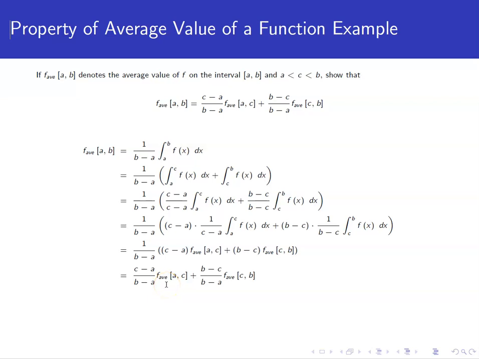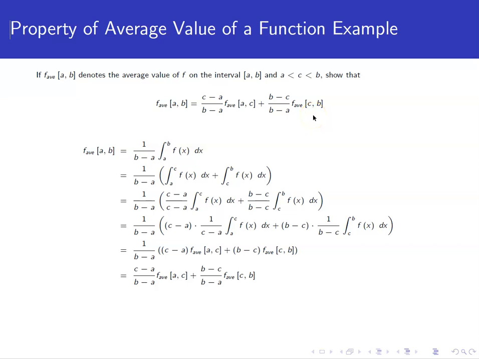In this video, we're going to look at a particular property that the average value of a function has. So, using a slightly different notation, if f sub AVE of a comma b is the average value of f on that interval from a to b, we're going to show that if c is some point in between a and b, then we can split up the average value of the function over the entire interval as kind of this weighted average of average values of the function over those intermediate intervals, if you will.